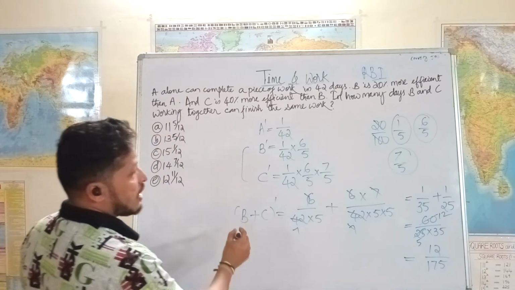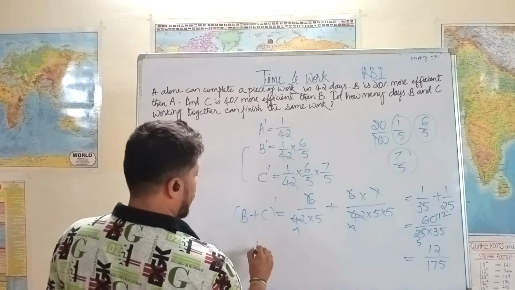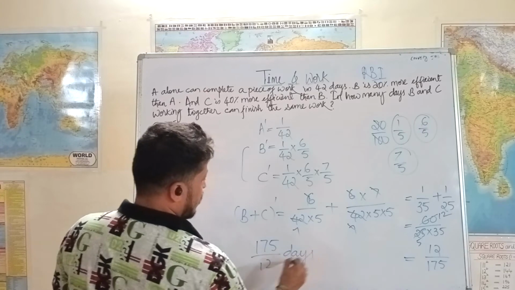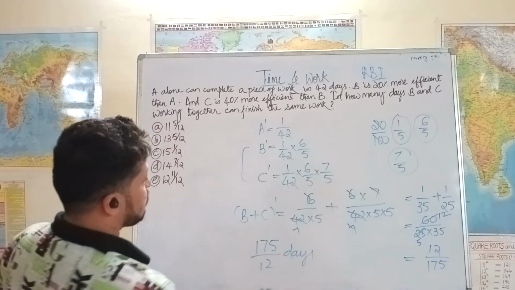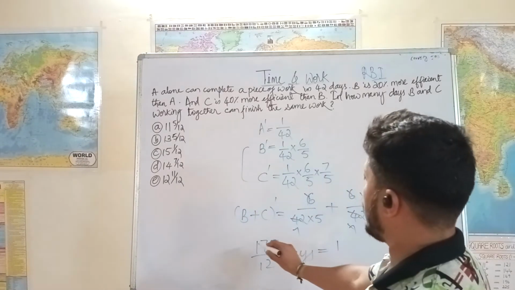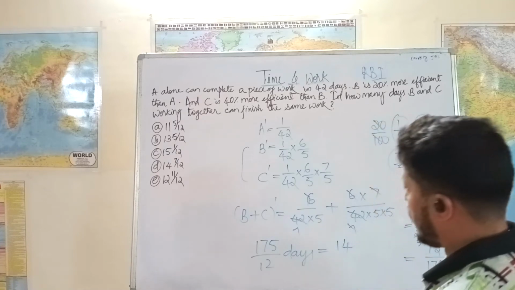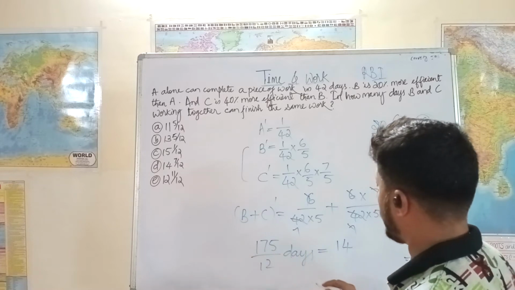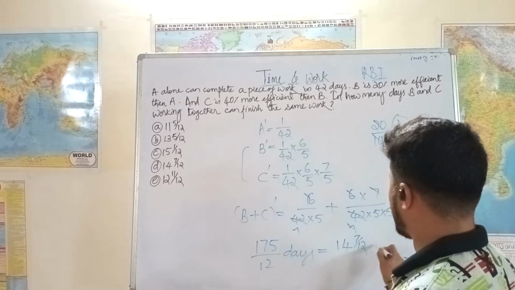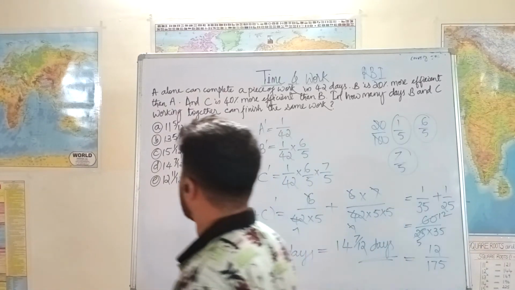That means they can finish the entire work in the inverse of this, 175 by 12 days. So the options are in this way. Let's further simplify this. 12 ones are 12. 12 fours are 48. So we have another 7 left. 7 further cannot be divided. So 7 divided by 12. 14 7/12 is the right answer.